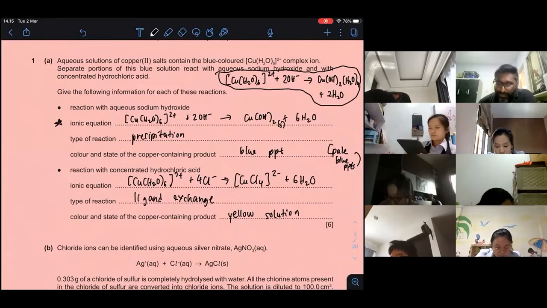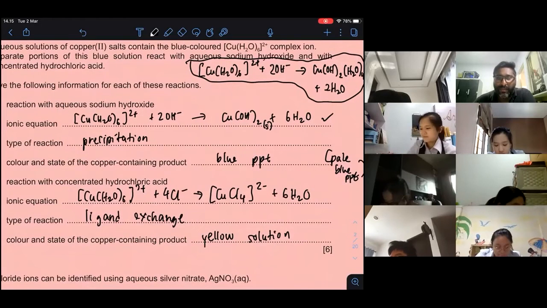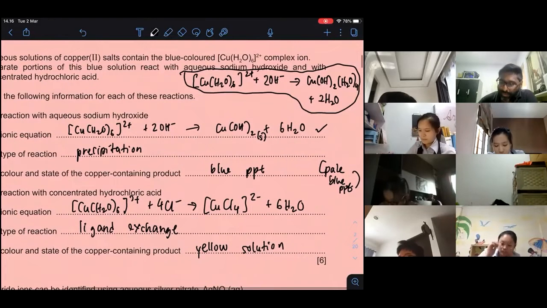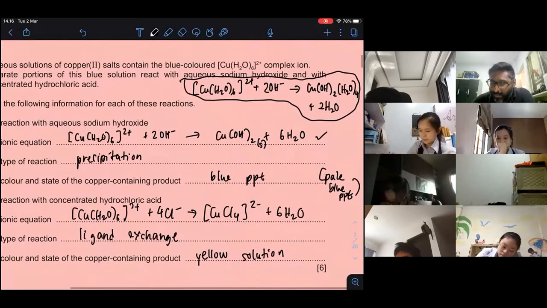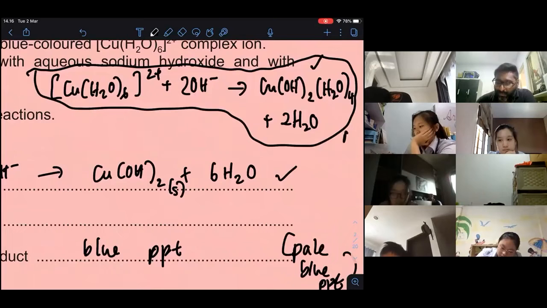So write down the equation. The one that is given in your marking key is copper hydroxide. But I think we have learned about this as well, which is going to be this: instead of just simply writing it as copper hydroxide, you can write it in this form. If you give your answer in this form, it is also correct. So if you are going to give Cu(OH)2(H2O)4, with no charge, plus 2H2O, this equation is also correct.